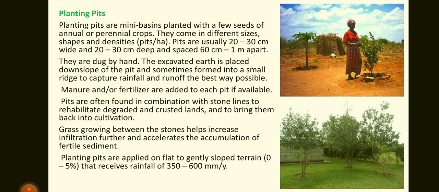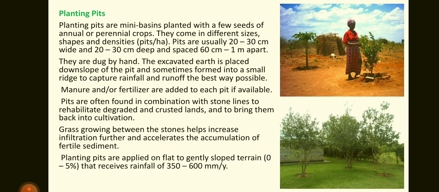Planting pits are mini basins planted with a few seeds of annual or perennial crops. They come in different sizes, shapes and densities. Pits are usually 20 to 30 cm wide and 20 to 30 cm deep, and spaced at 60 cm to 1 meter apart. They are dug by hand. The excavated earth is placed downslope of the pit and sometimes formed into small ridges to capture the rainfall and runoff in the best possible way.